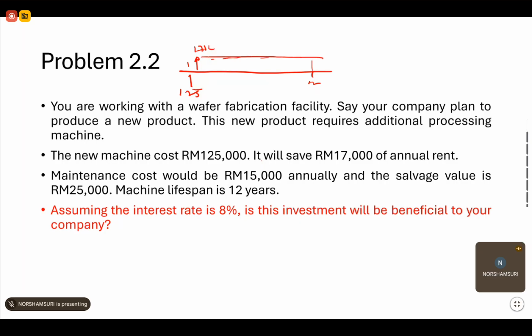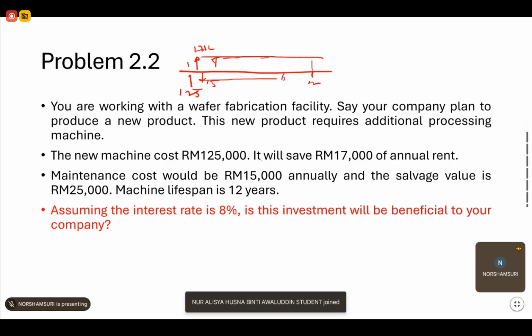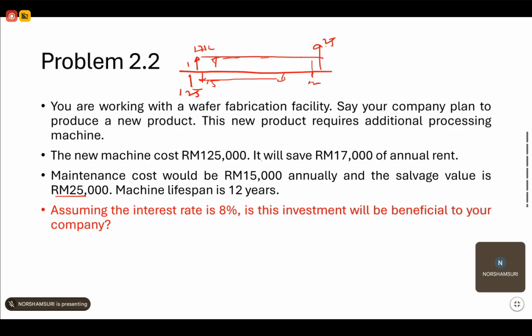And then the maintenance cost would cost you 50,000, so you have the maintenance cost again, 50,000 annually, as a minus. And the salvage value is 35,000. Salvage value means that you can sell the thing back after 12 years. Assuming that the interest rate is 8%, so 8% is the I. So they're asking, you are working, blah blah blah. What is the question?